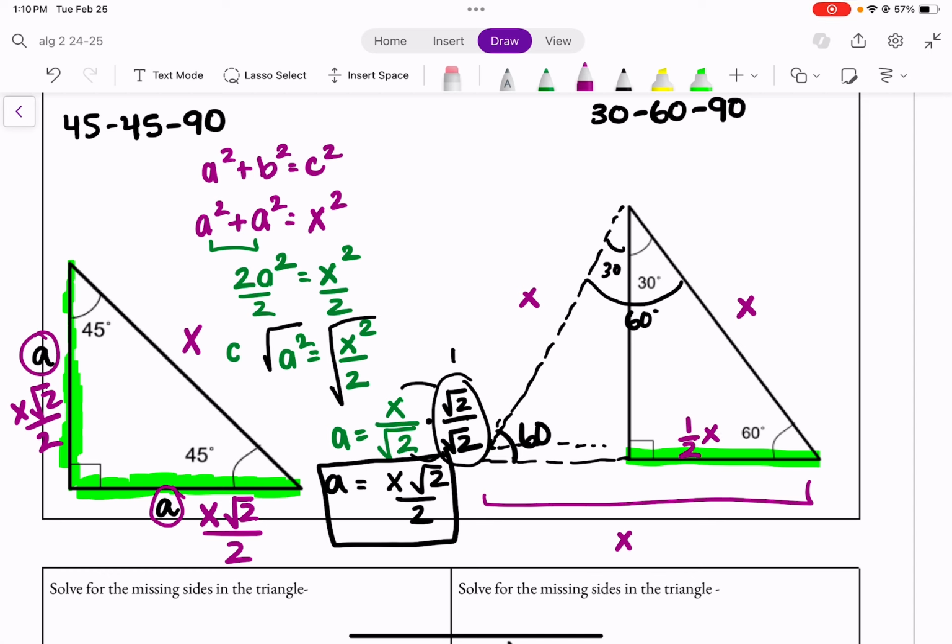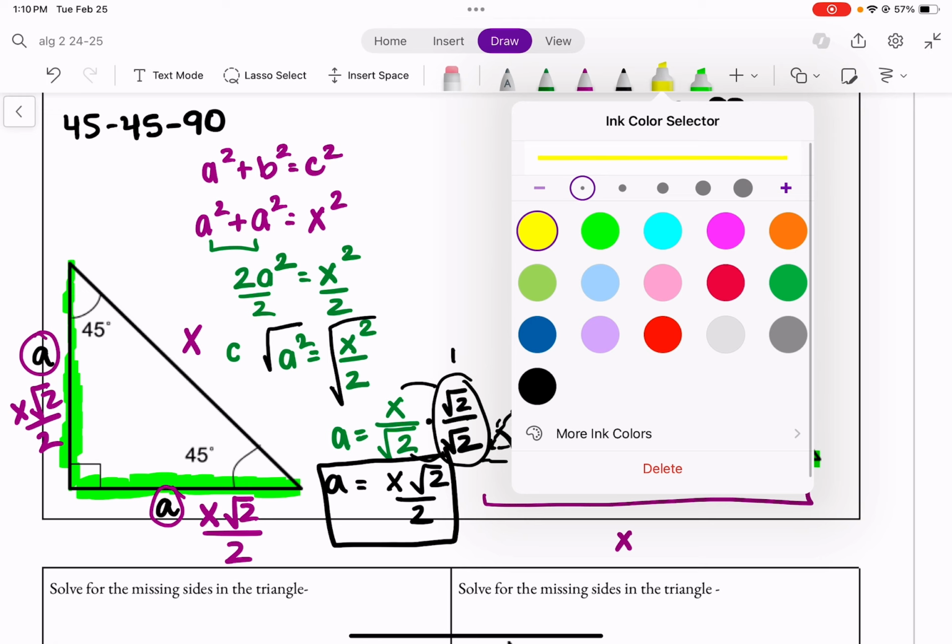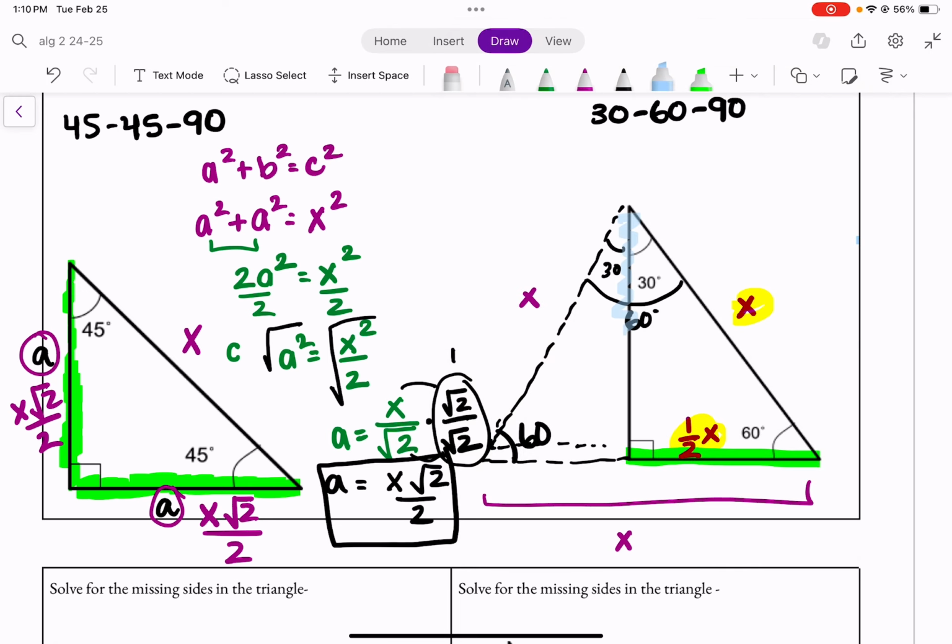Okay, so now that we have these two sides, we have the x and the 1/2 x, I am going to solve for this missing side right here using the Pythagorean theorem, okay? So again, I'm going to label my sides. My hypotenuse is c. I want to make this a and make this b, okay? So again, I have a squared plus b squared equals c squared.